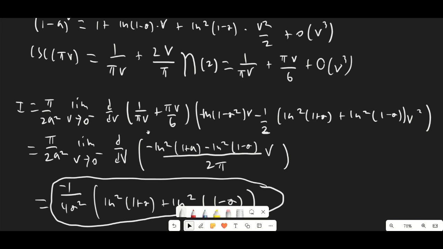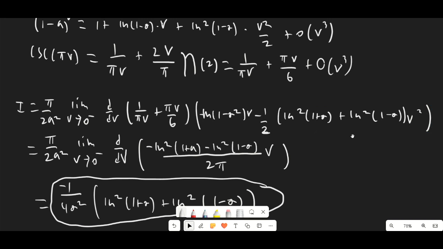And as you can see, we're not going to have any terms of value less than 0, because this 1 over pi v is counteracted by this v and this v squared. So the only term that we care about is the term that has the coefficient of v in the overall expansion of this. So actually this pi v over 6 doesn't end up mattering, and we just have 1 over pi v times negative 1/2 of this nasty stuff with the natural logs times v squared.